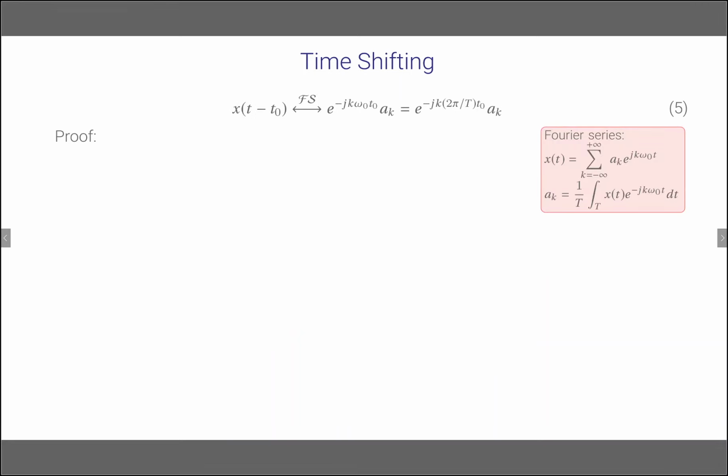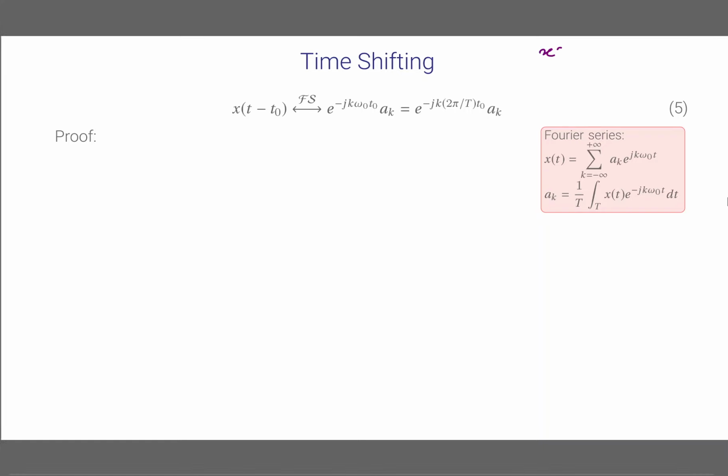Okay, then as the next property, we will look at the time shifting property. So what we want to do here is, using our knowledge of the Fourier series coefficients of x(t), find the Fourier series coefficients of x(t minus t naught), this time shifted version of x(t). Okay, we remind ourselves that x(t) can be expressed as its Fourier series, the sum of a_k times e to the power of jk omega naught t, and we can compute these a_k's by 1 over T, integral over a period, x(t) e to the power of minus jk omega naught t dt.